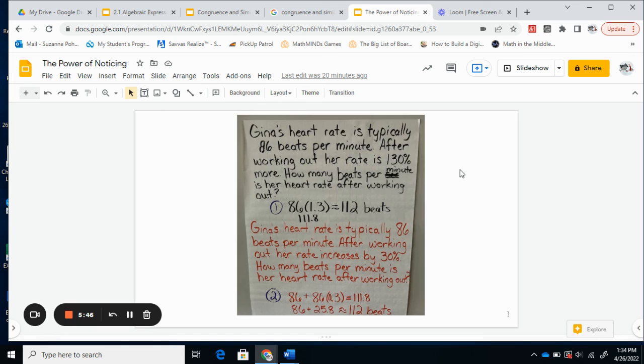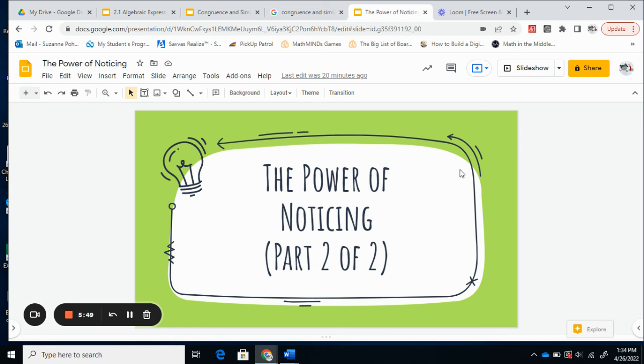So those are really three different ways that I embed what do you notice questions in my math lesson. Hopefully you will find a way how you can find the power of noticing in your next lesson.